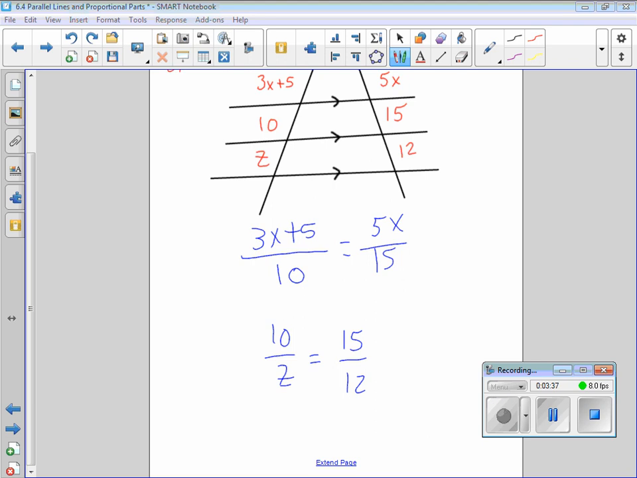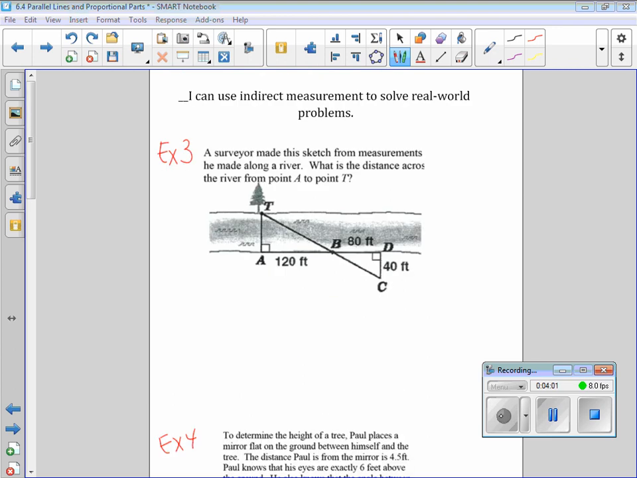All right, so there's my proportion. 10 is to z, as 15 is to 12. Now, I could have done 3x plus 5 over z, and so on like that. I could have grabbed a piece a little higher. It doesn't matter, just as long as I grab its partner piece over on the right-hand side. The problem with using 3x plus 5 and z is that now my equation has two unknowns in it, and that's no good. Okay, so there would be an equation that I would use to find z.